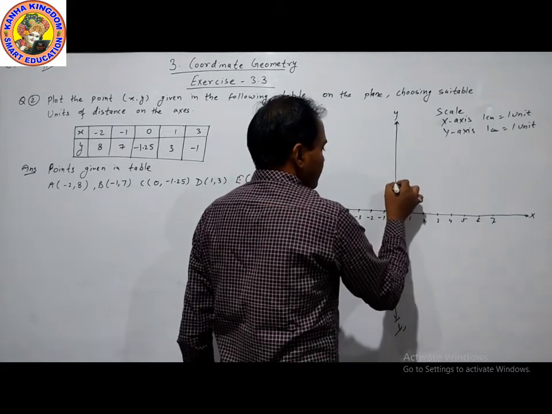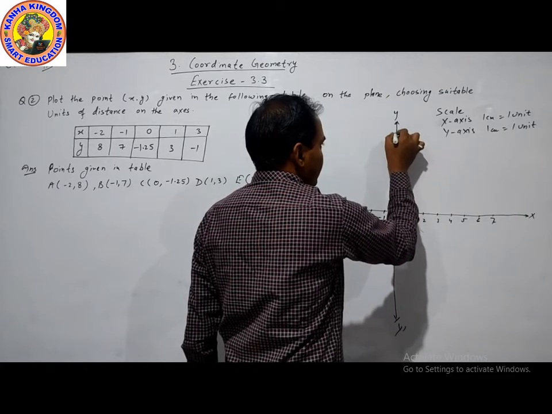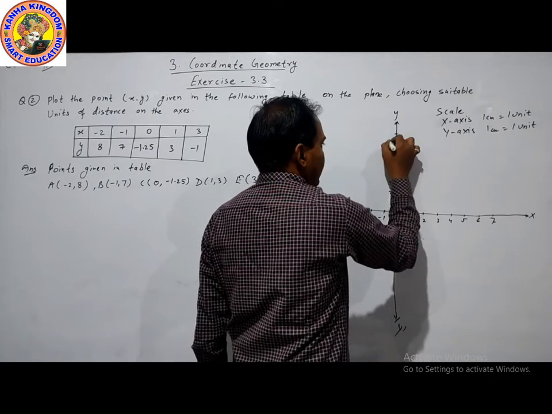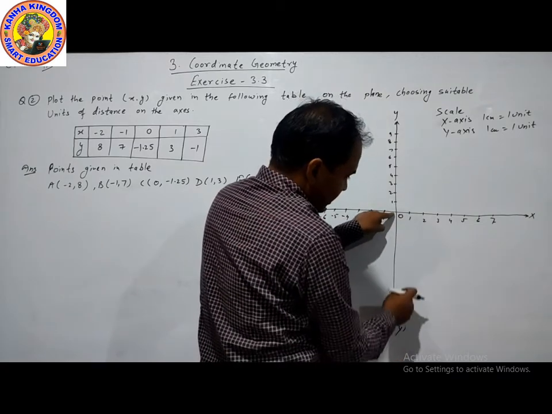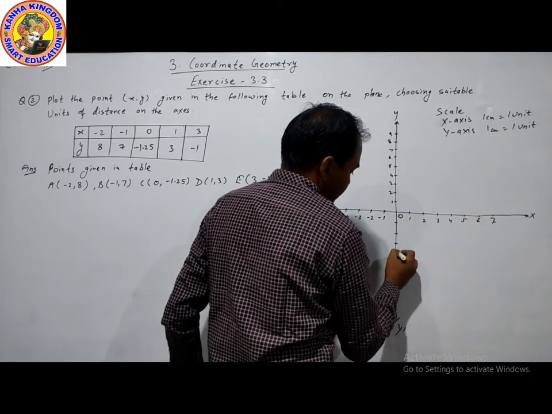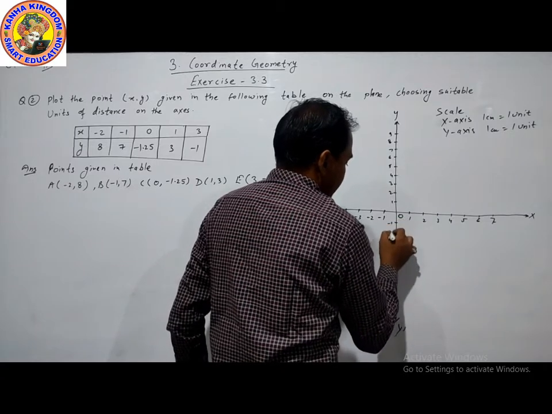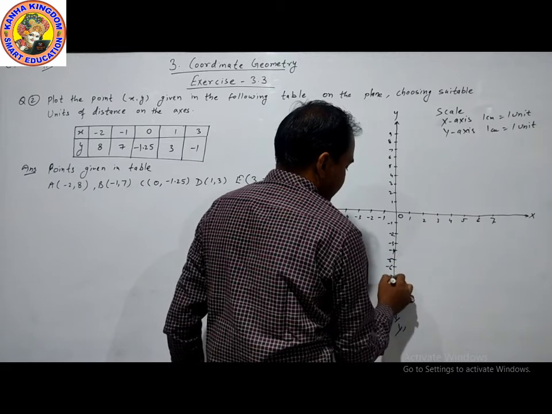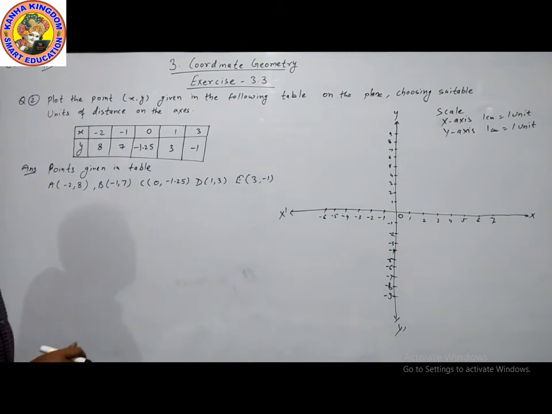Now put the scale here at 0 and mark each centimeter: 1, 2, 3, 4, 5, 6, 7, 8, 9. Now put the scale at 0 on this line and mark each centimeter: 1 to 9, and then -1, -2, -3, -4, -5, -6, -7, -8, -9. So this is our scale.